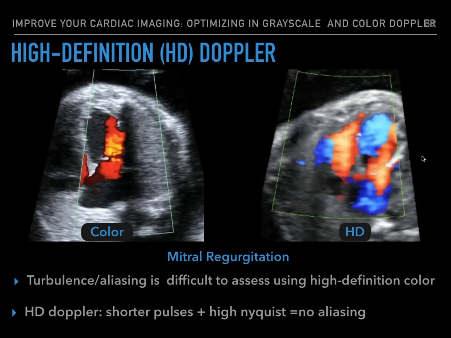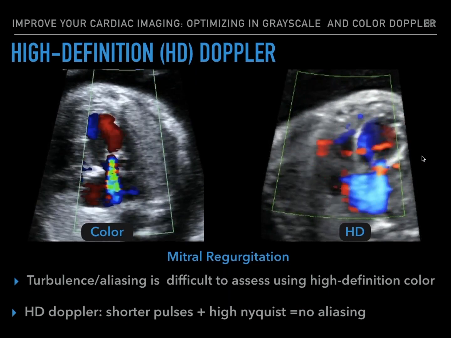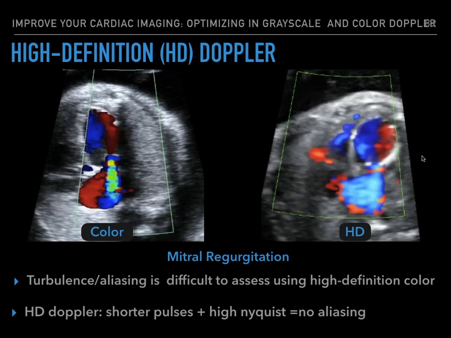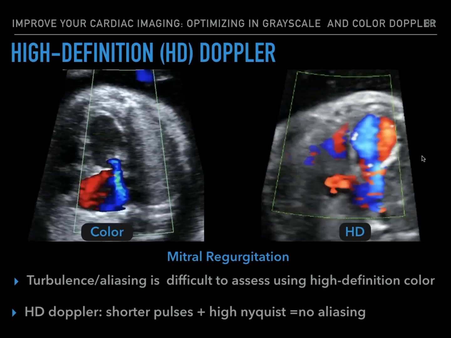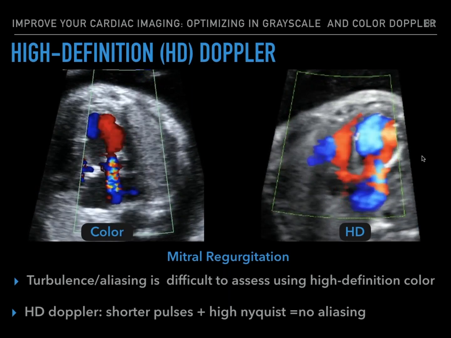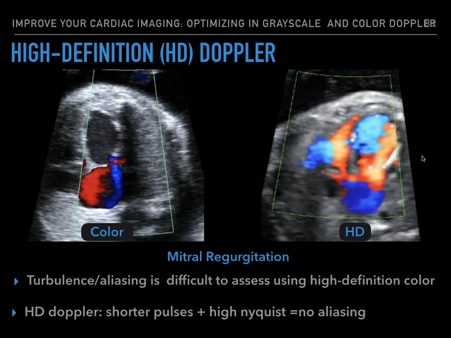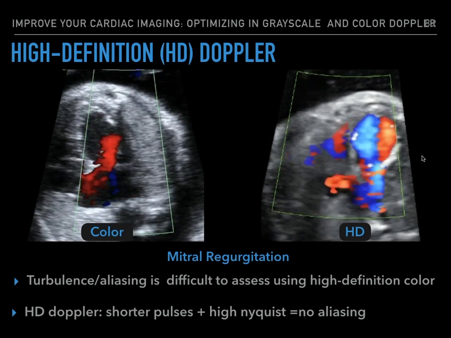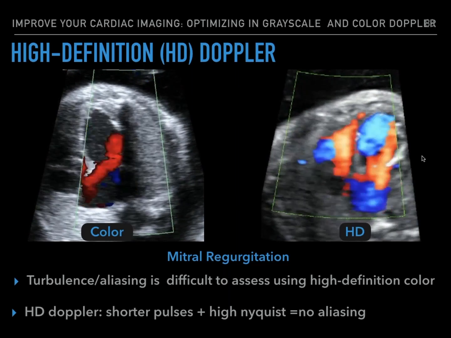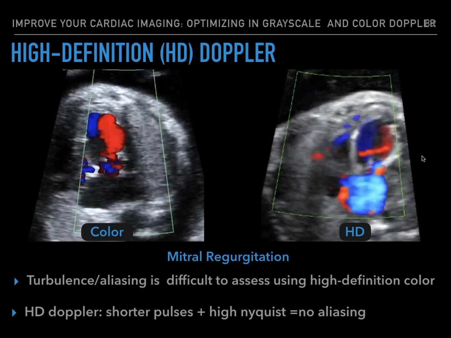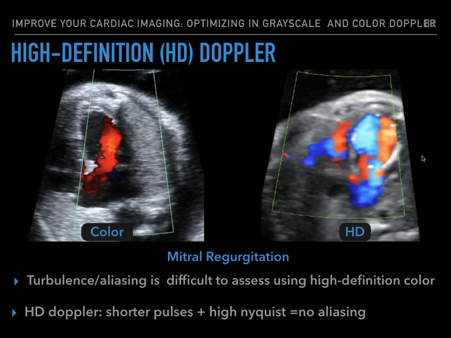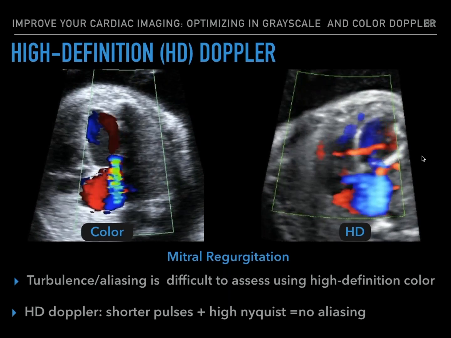These are two clips just demonstrating mitral regurgitation. Color Doppler displays aliasing while high definition does not display it as well compared to color. The reason for this is that high definition Doppler has shorter pulses compared to conventional color Doppler. Shorter pulses allow for a higher pulse repetition frequency, therefore raising the Nyquist limit and improving the aliasing artifact.